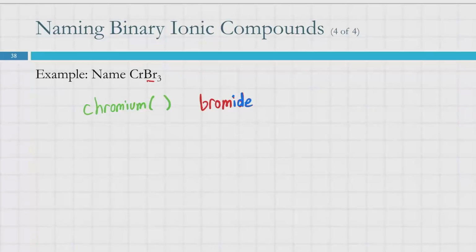What charge does bromine have when it's bromide, when it's the anion? It's going to be Br minus. And we've got how many of them? 3. So 3 times 1 minus, that's a total charge of 3 minus. Right, so our total negative charge is 3 minus. We've got 1 chromium that has to balance out a 3 minus charge. So what charge does it need to have?